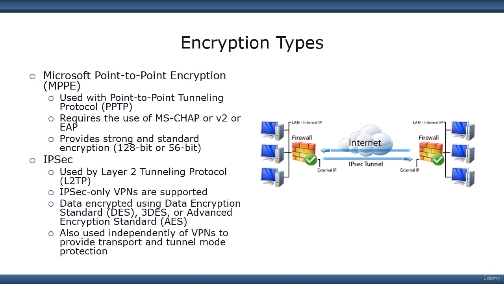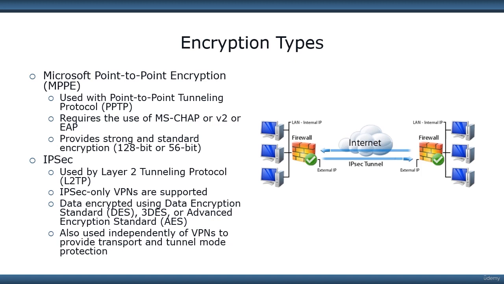Okay, so it can use either data encryption standard, triple DES, or the advanced encryption standard. Most commonly today, it would be the last one there. And these are typically used with a VPN. They can be used independently of VPN to provide network layer encryption for traffic on the LAN, but that's far less common than seeing them with a VPN.